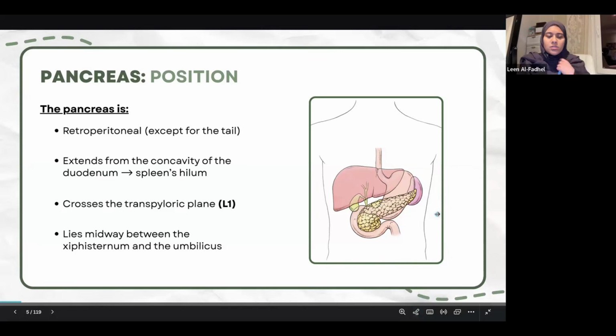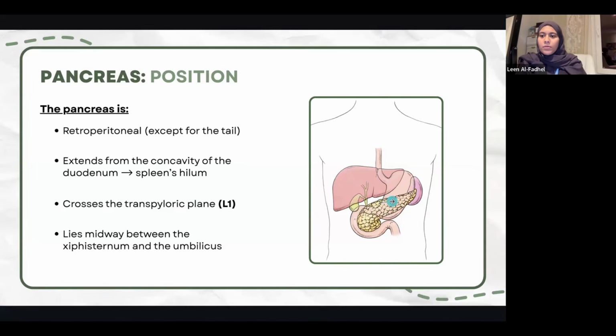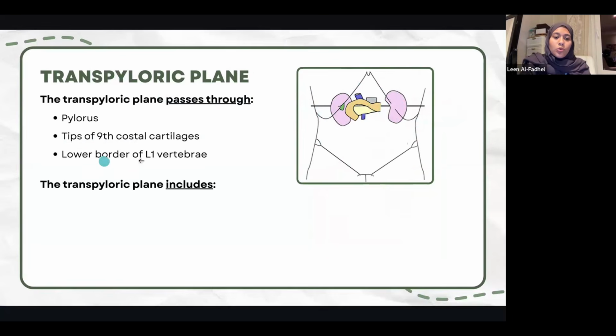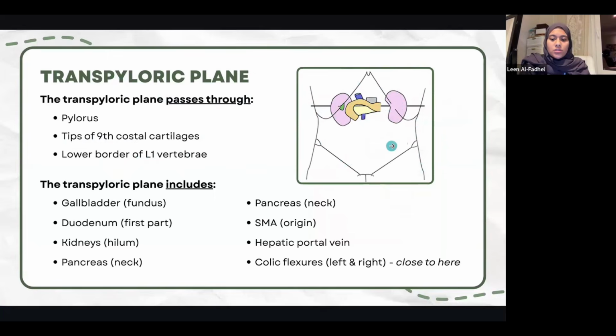Now, I mentioned lots of words such as transpyloric plane, but do we actually know what that means? Not yet. So let's find out. So the transpyloric plane is basically an imaginary line at the level of L1 vertebra, and it passes through the pylorus of the stomach. It's the tips of the ninth costal cartilages. So here are some ribs. At the tips of the ninth costal cartilage is where you'll find the transpyloric plane, and the lower border of the L1 vertebra. And it includes all of these structures.